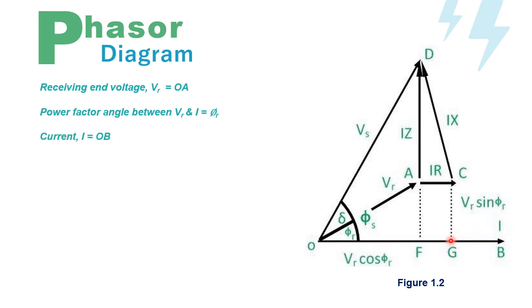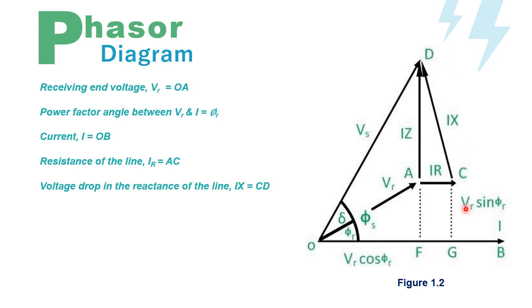The voltage drop in the resistance of the line is equal to IR, and it is represented by the phasor AC. As shown in the diagram, it is in phase with the current I, OB, which is parallel. The voltage drop in the reactance of the line is IX, and phasor CD represents it. Since the reactance voltage leads by 90 degrees, CD is drawn perpendicular to the current OB. The total impedance voltage drop IZ is the phasor sum of the resistive and reactive voltage drops, and AD gives it in the diagram.